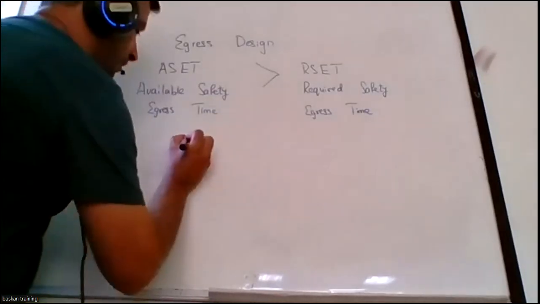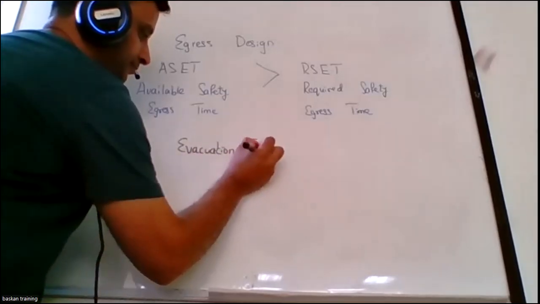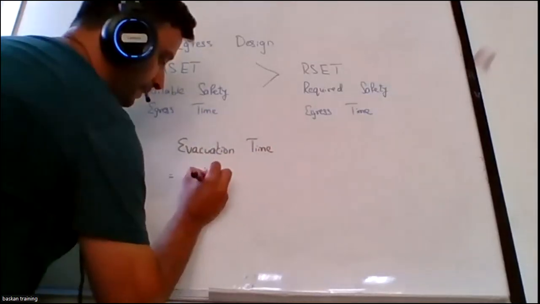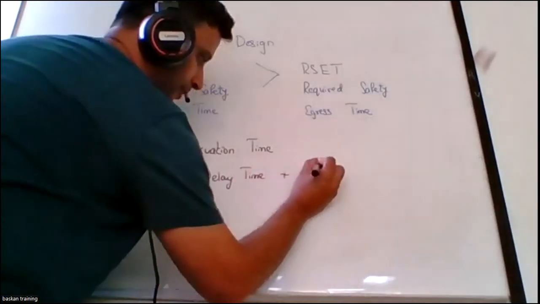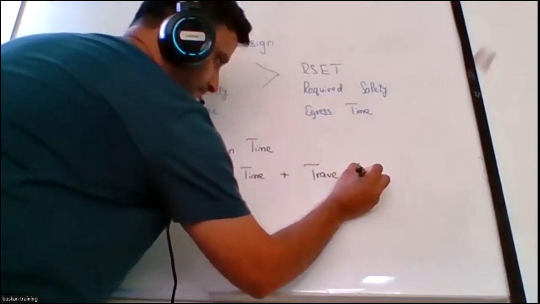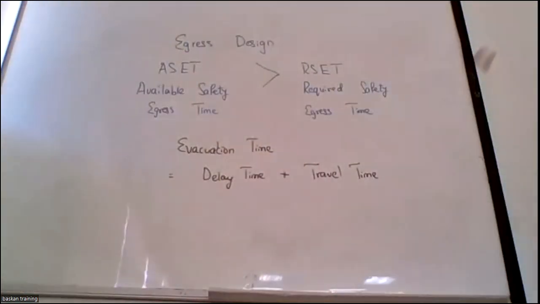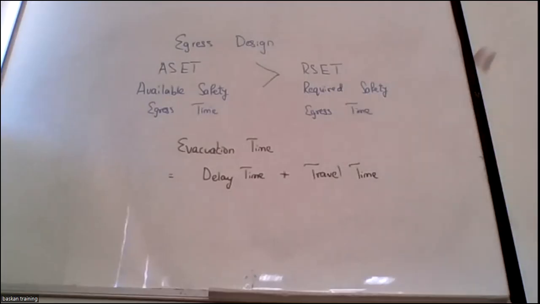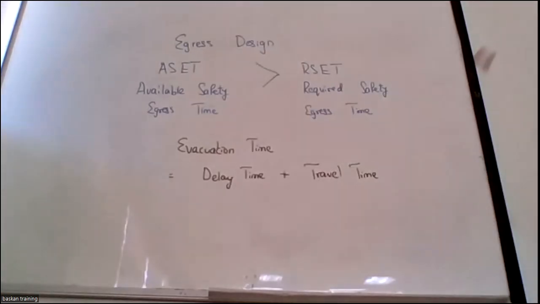Okay, so whenever we have to calculate evacuation time, evacuation time is equal to delay time plus travel time. Okay, so delay time is separate and travel time is separate. Travel time, again, is the time that is required by the occupant to evacuate, right? So delay time is the time that I'm going to make available for the people, right?